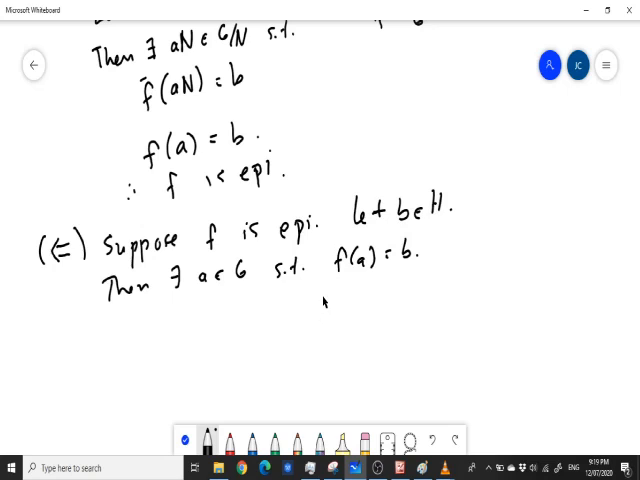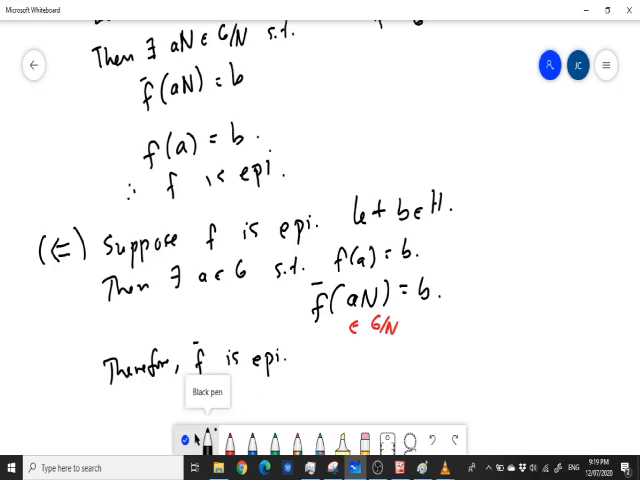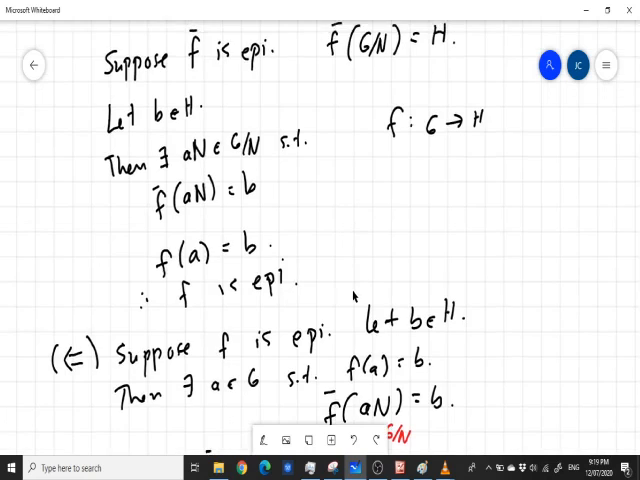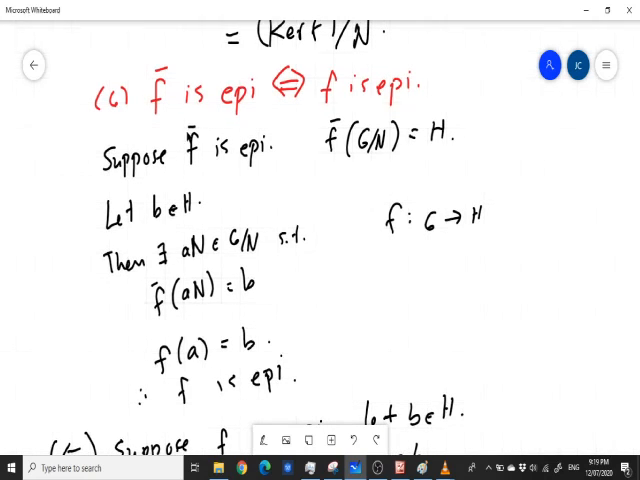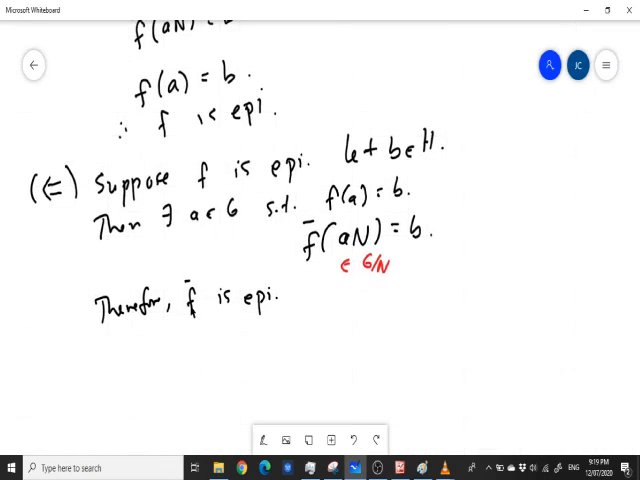But f of A is f bar of an. And therefore there exists an in G mod n. Obviously this is an element of G mod n, right? And therefore f bar of an is P. So we have proven the statement that f bar is an epimorphism if and only if f is an epimorphism. Okay, final statement.